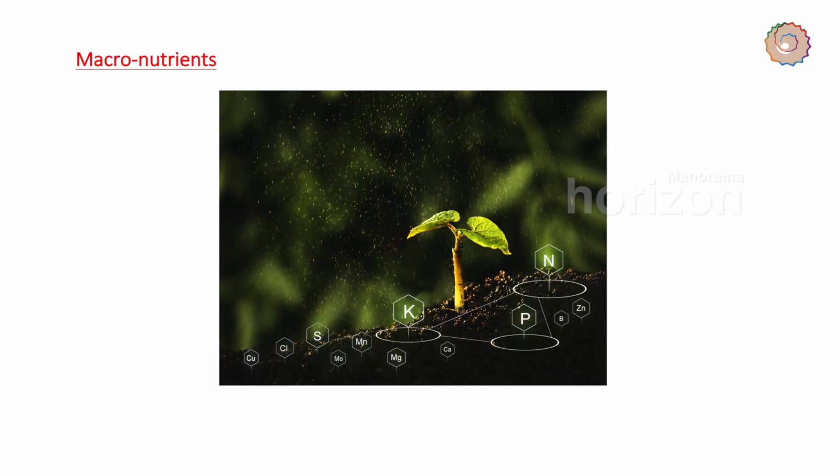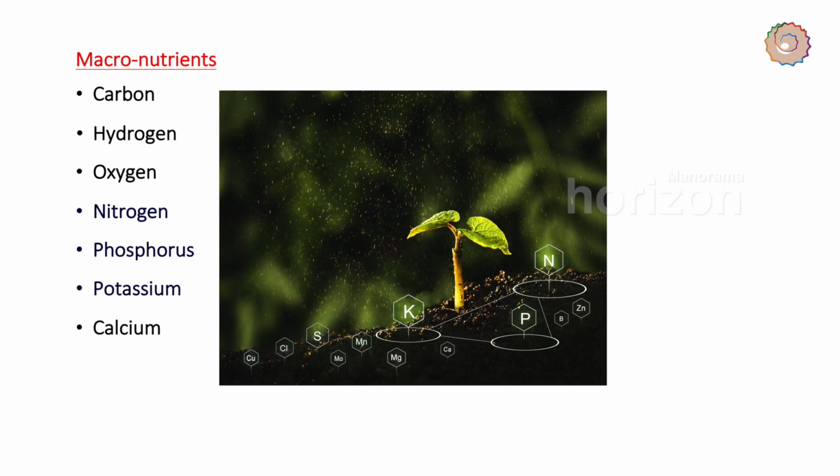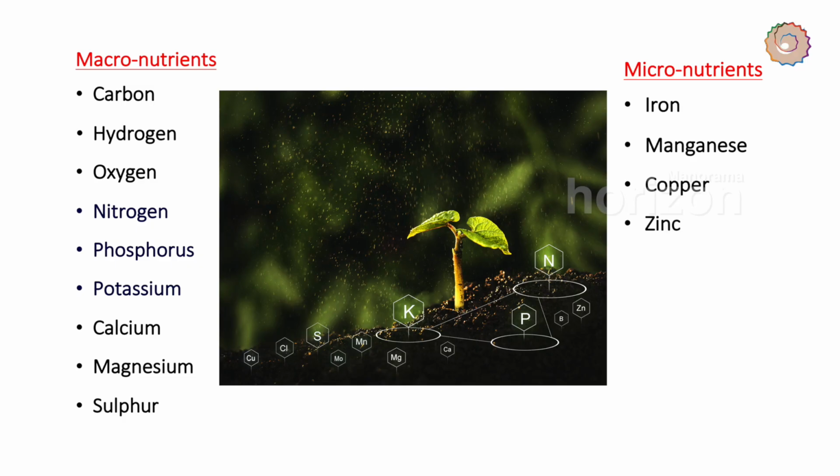Macronutrients. The mineral elements which are required by the plants in large quantities are called macronutrients. Example: carbon, hydrogen, oxygen, nitrogen, phosphorus, etc. Micronutrients. The mineral elements that are required by plants in small quantities are called micronutrients. Example: iron, manganese, copper, zinc, boron, etc.